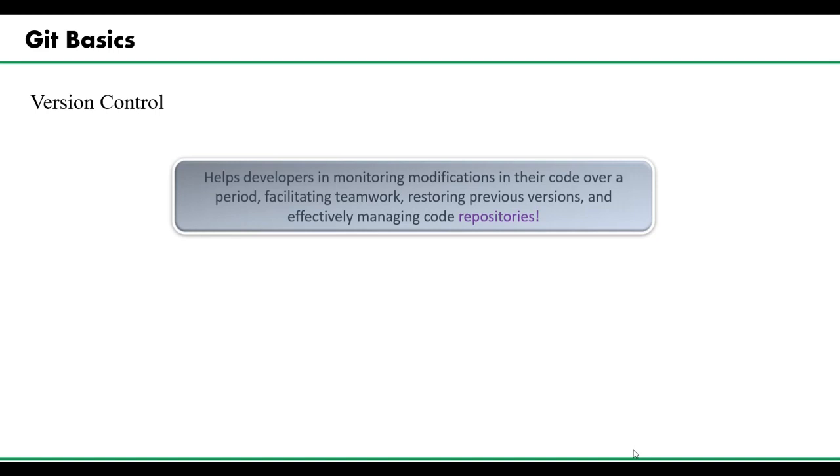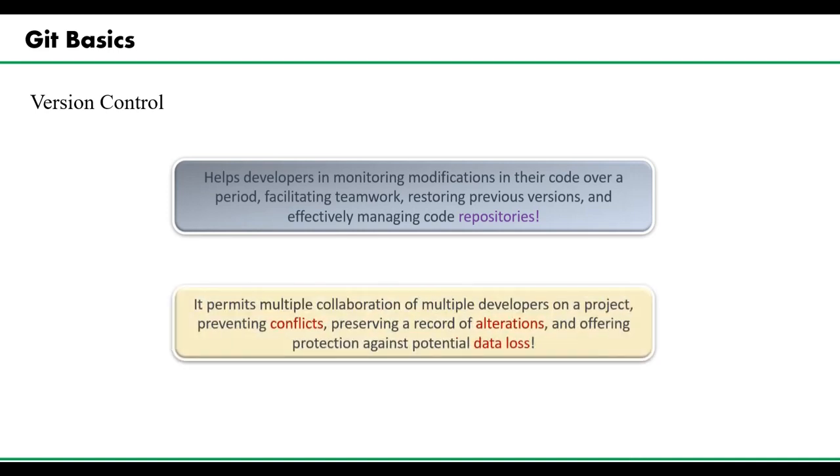But why is version control important? It allows collaboration of multiple developers on a project, preventing conflict, preserving a record of alterations, and I think the most important thing is offering protection against potential data loss. Interesting, right? Now that we understood what version control is, let's look at the different types of it.